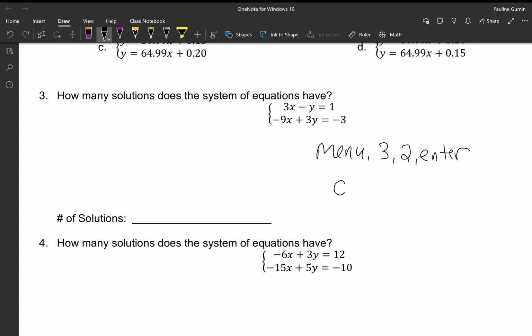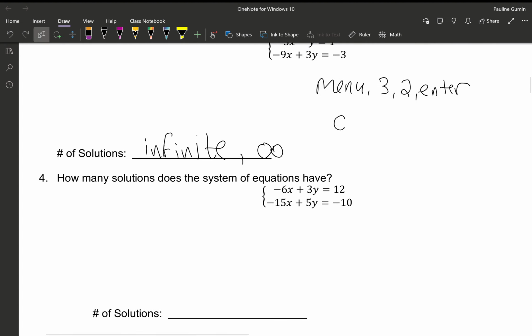When you have an answer like that on your calculator, the solutions are infinite. Or you could just draw an infinity symbol. Now, if you plugged it in and you got something that said no solution, that would be the exact answer. Our calculators just cannot tell us infinite solutions. They give us a funky answer. But they will tell us if there's one solution or if there's no solution.